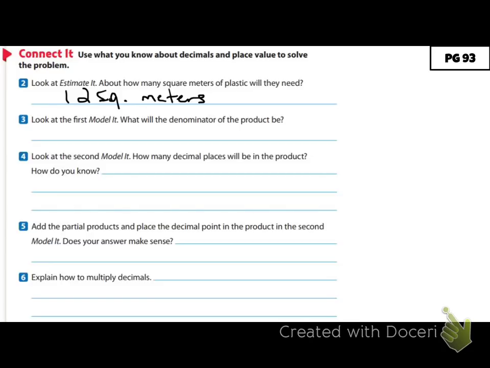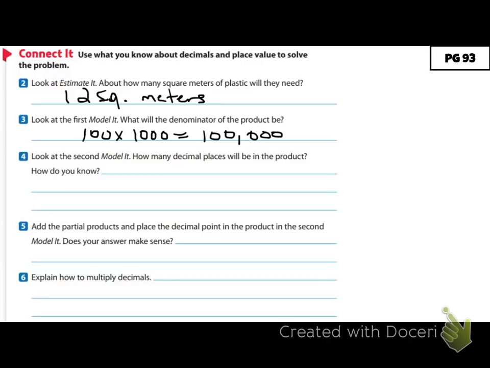Look at the first, model it. What will the denominator of the product be? Well, it would be 100 times 1,000, which is going to equal 100,000.